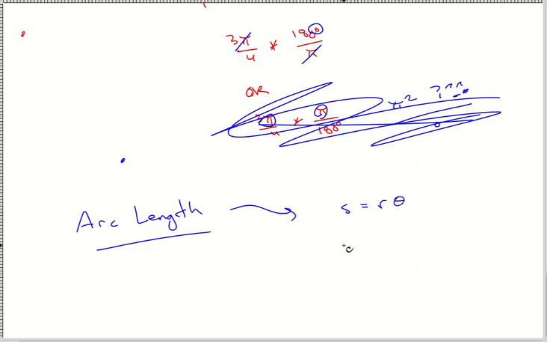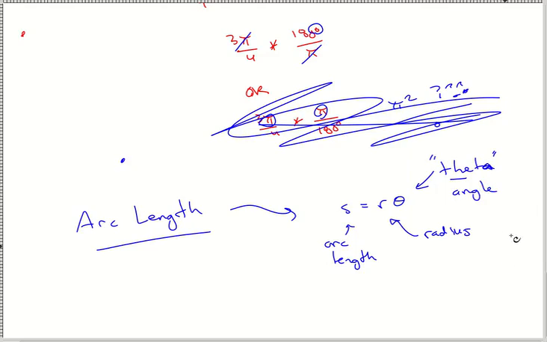Sorry about that. So this is my arc length. That's my radius. And this is theta. Theta, it's a Greek letter. It makes the th sound. Seriously, that's the sound of it. So theta basically means angle.